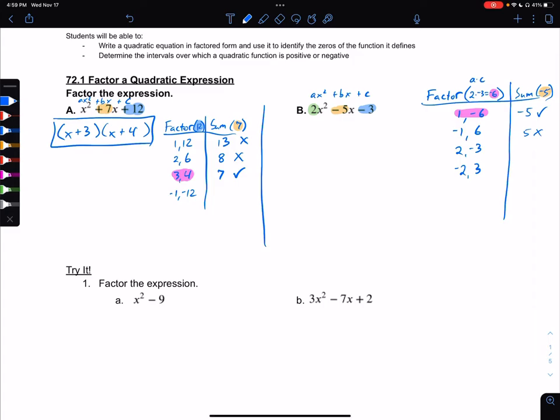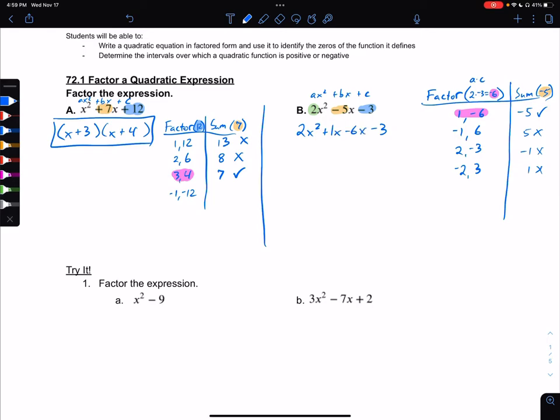You don't need to do this once you find the factors. 2 and negative 3 would be negative 1, and negative 2 and 3 would be positive 1, so none of those work. Now my factors, 1 and negative 6, we're going to write those kind of in the middle of your expression. So we're going to make that negative 5x. That's going to turn into a positive 1x minus 6x.